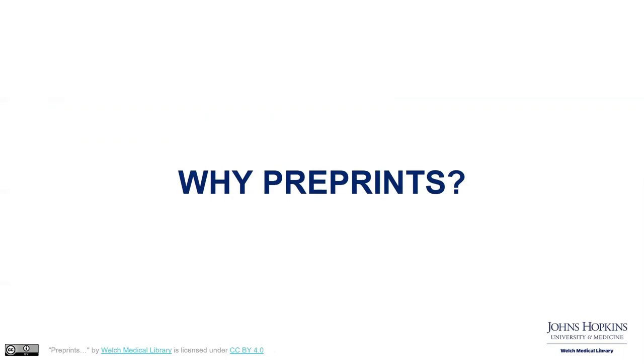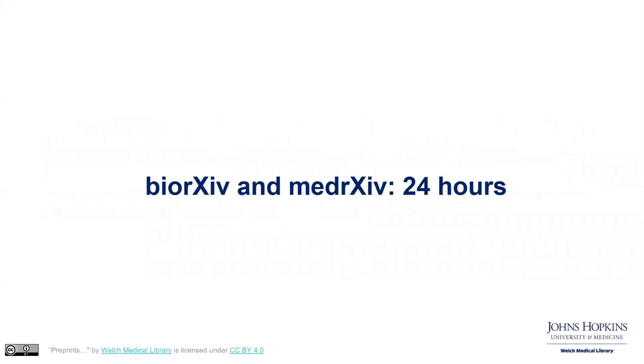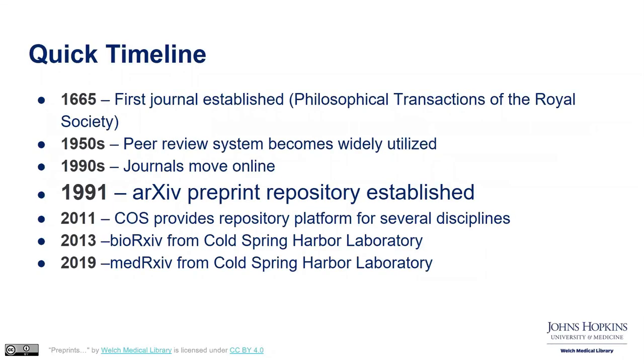So why are we talking about this? Other than there are lots and lots of preprints being published out there today, there is a huge delay in the traditional publication process, as you can see from that timeline, 1665 all the way to 1991, when preprints came on the scene. For publication times from submission to publication in journals, PubMed has a median of 7 months, but it can be up to 3 years. Whereas in BioArchive and MedArchive, it can be 24 hours before research is disseminated.